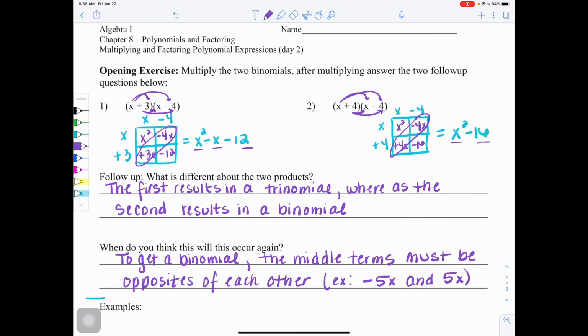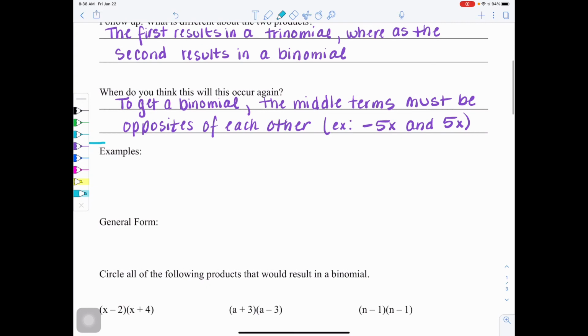So now let's take a closer look at the setup of that. Why did that happen? Well, if I look back up here at number 2, x and x are the same, 4 and 4 are the same, and we're in a situation where one is a plus and one is a minus. That's how I know that's going to happen. So when we look at some examples that we could write down, it would be things like x plus 6 and x minus 6. There's an example. We could use variables. So x plus y, x minus y, still going to work.